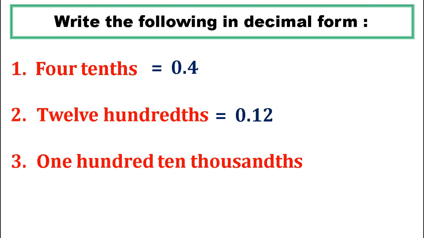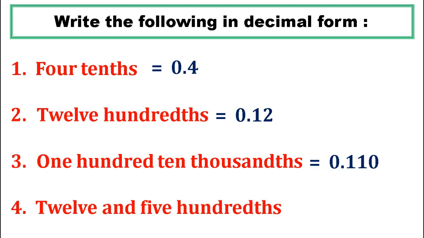The third question can be read as 110 thousandths, which means we have 1 in the tenths place, again another 1 in the hundredths, and 0 in the thousandths place. Since there is no whole number part, so we will simply write 0 in its place. Next, we will write the decimal point, and then we will write 1 in the tenths, again 1 in the hundredths, and lastly 0 in the thousandths place. So 110 thousandths in decimal form can be written as 0.110.